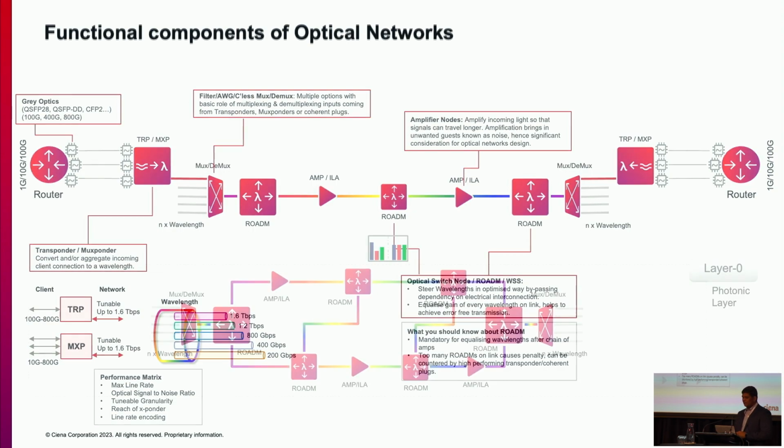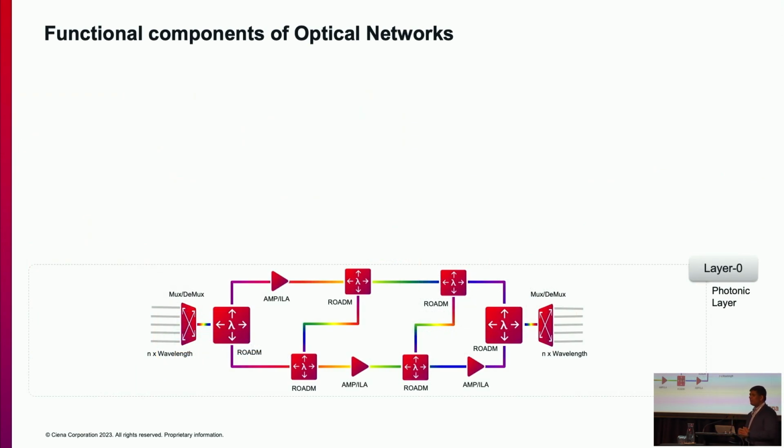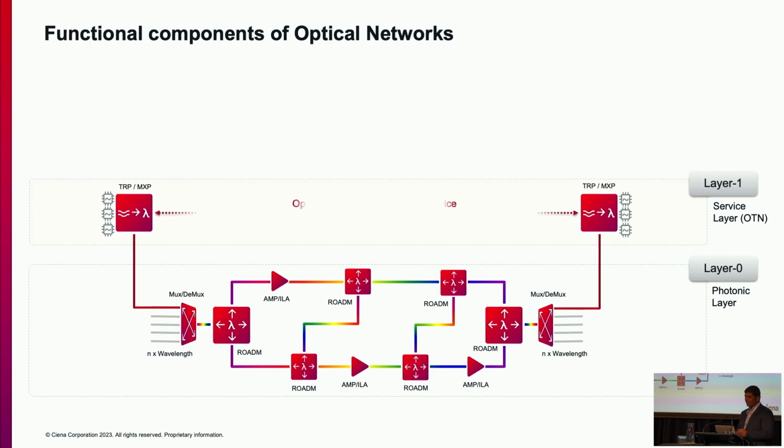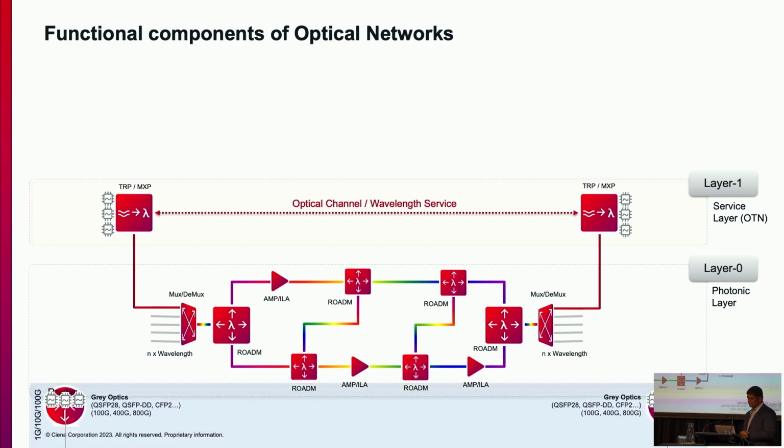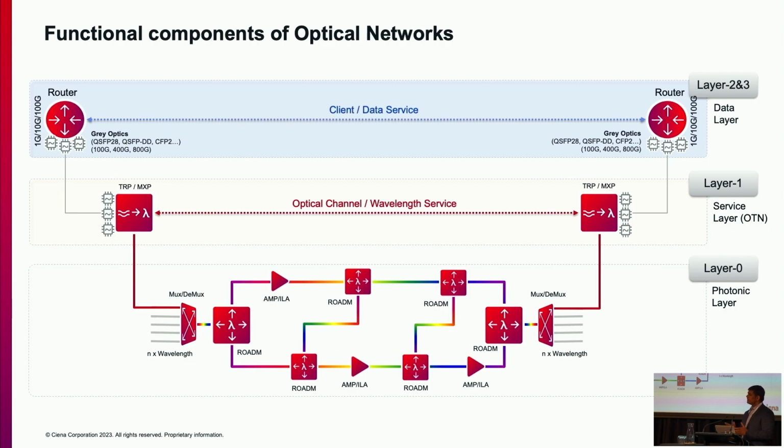So when we look at the hierarchical view of the network, the multiplexers, demultiplexers, ROADMs, and amplifiers form the layer 0 photonic layer. On top of it, there are transponders, which form the layer 1 optical layer, the service layer, through which optical services or wavelength services are running. And to these transponders and muxponders, coherent routers with gray optics are connected, forming the data layer, transmitting layer 2 and layer 3 client and data services. So this is where the different components look like in the optical network.